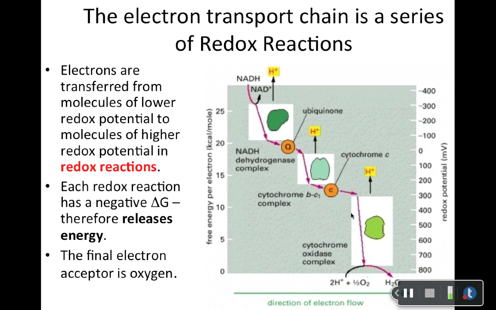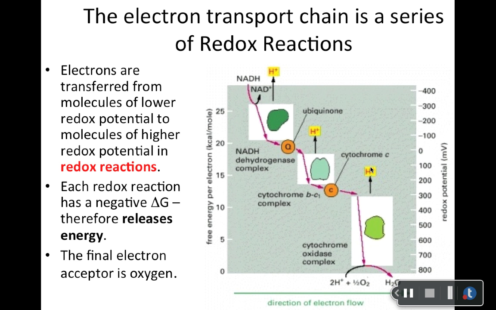So the electron transport chain is a series of redox reactions where electrons are transferred from molecules of lower redox potential to molecules of higher redox potential. Each of these reactions has a negative free energy change and therefore releases energy. The energy is used to pump hydrogen ions across the inner mitochondrial membrane, from the matrix out to the intermembrane space. The final electron acceptor, the molecule with the highest redox potential, is oxygen.